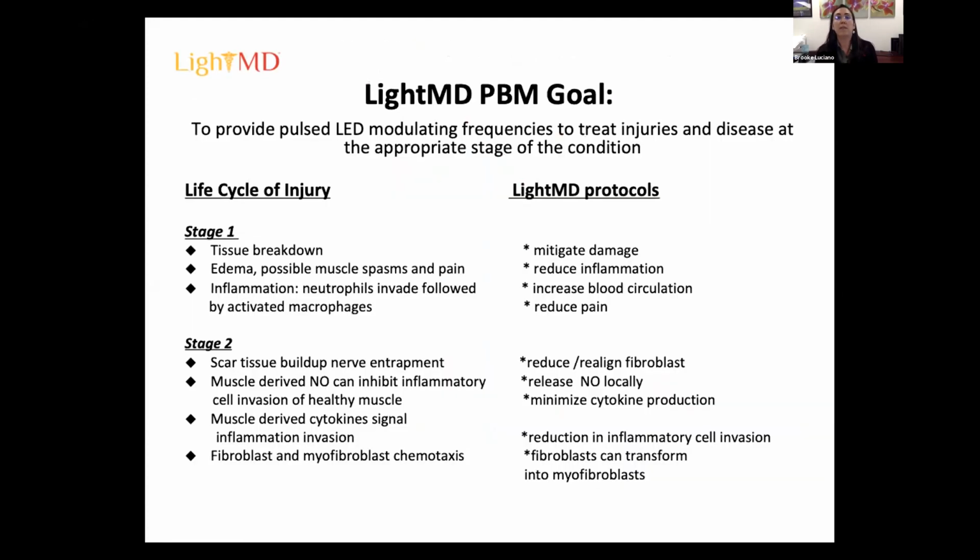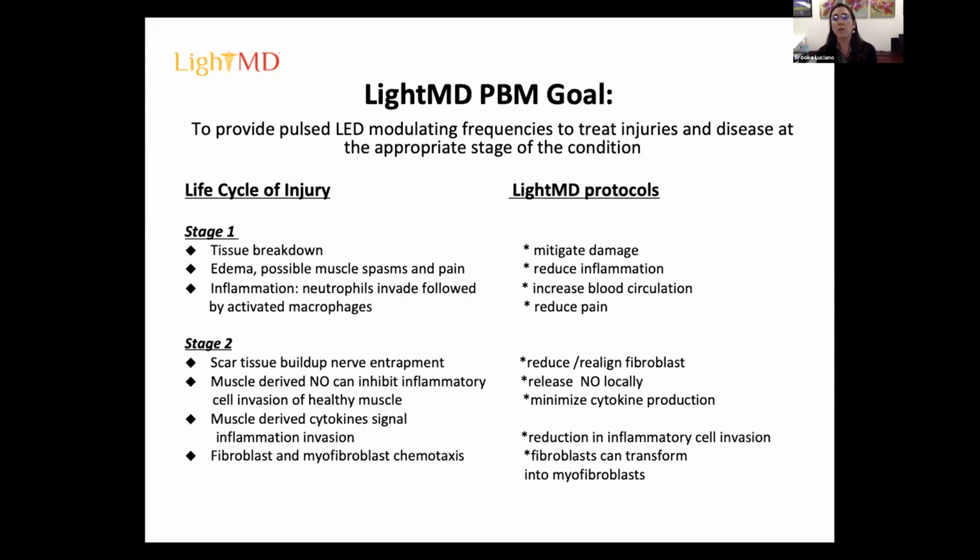The goal of LightMD photobiomodulation is to provide pulsed LED modulating frequencies at an appropriate stage of the condition to treat injuries or disease. Where there is a life cycle to each injury, there is an appropriate protocol that we are able to follow.